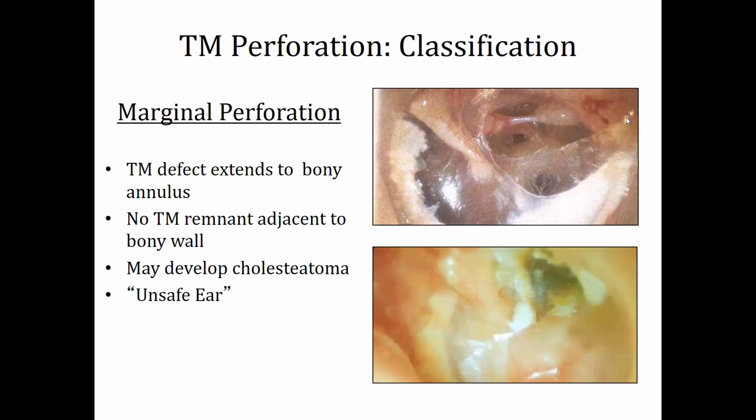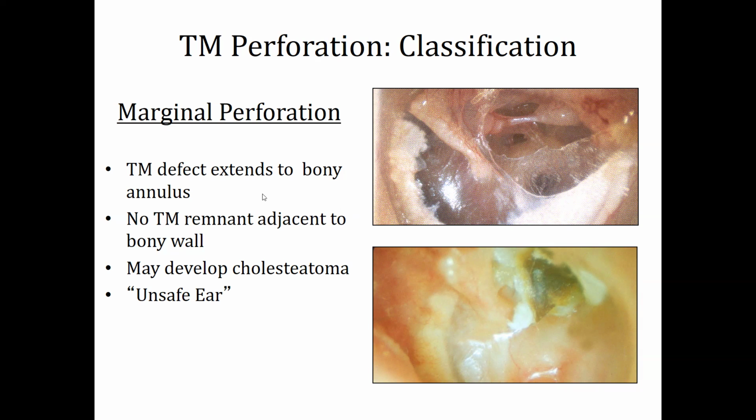So what about a marginal perforation? These are construed to be a bit more risky because they extend all the way out to the bony annulus or to the annulus of the ear. And as a result, there's less barrier for migration of skin, say from the ear canal into the middle ear space. And so they actually can potentially be a higher risk of developing cholesteatoma or invagination of epithelium into the middle ear space. So these, you want to watch a little bit more closely.